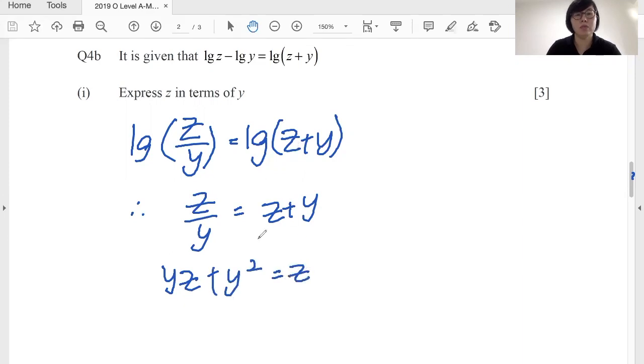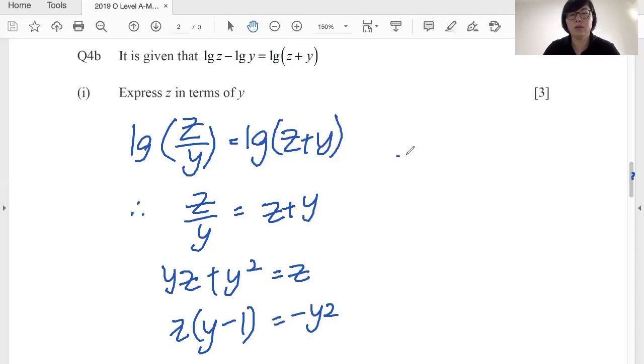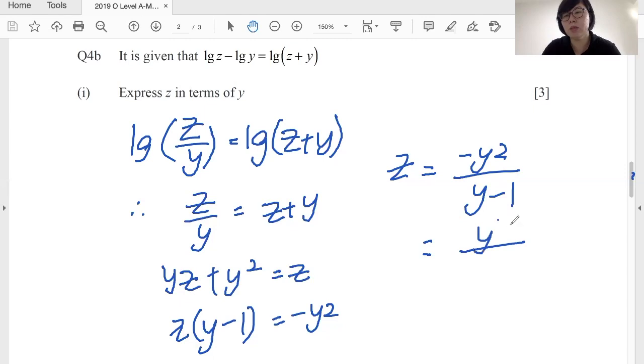We want to make z the subject, so move all the z's to one side, and then after which you want to factorize. z times (y minus 1) is equals to negative y squared. I'll continue on the right-hand side here. So we conclude z is equals to negative y squared over y minus 1. If I want to make it a little bit nicer looking, more friendly, I'm going to move the negative sign to the denominator. So then it will give me y squared over 1 minus y. So this is how we answer part 1 of this question.